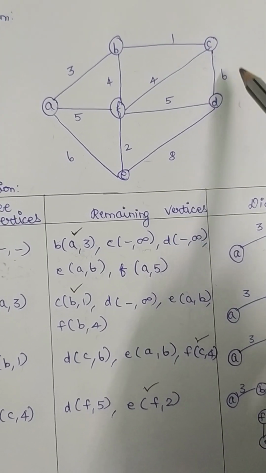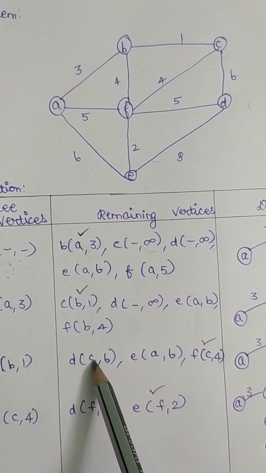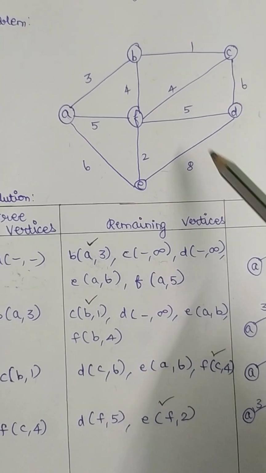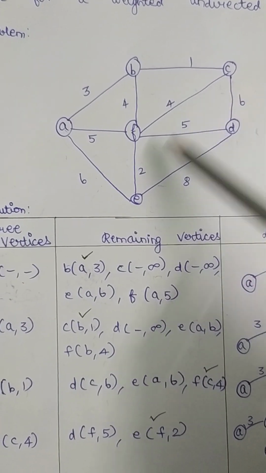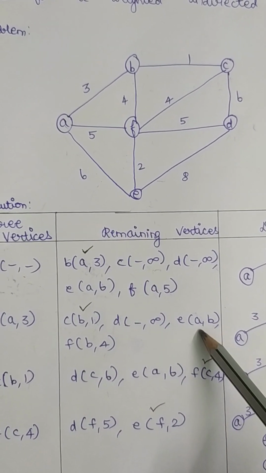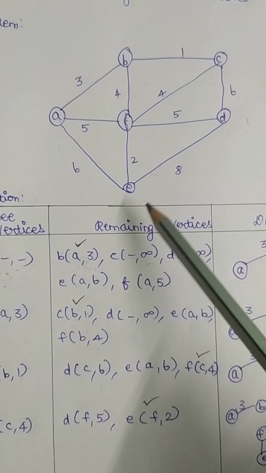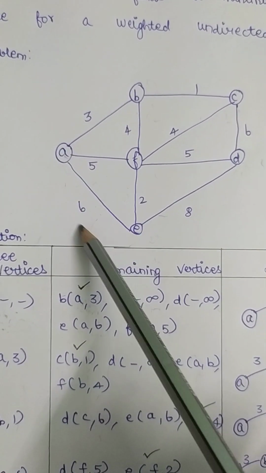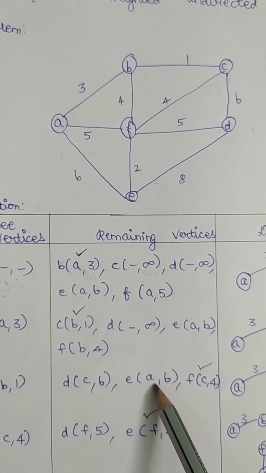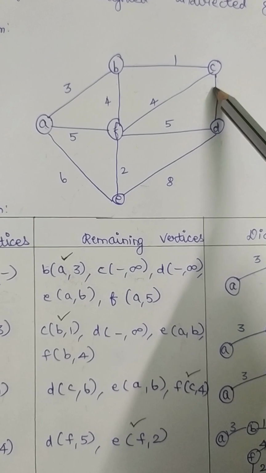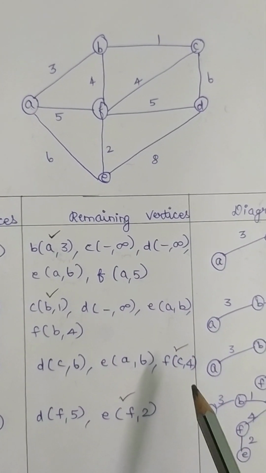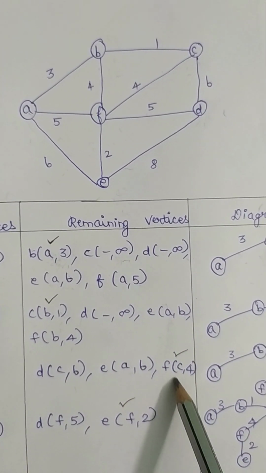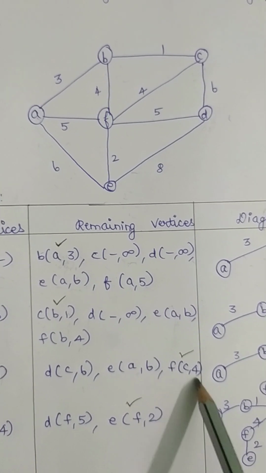Here the distance from C to D is 6. There is no direct connection from C to E, but in the previous node we have the distance, that is the distance from A to E is 6. So we have considered the same distance. And then the distance from C to F is 4. We note down that the distance from C to F is 4.